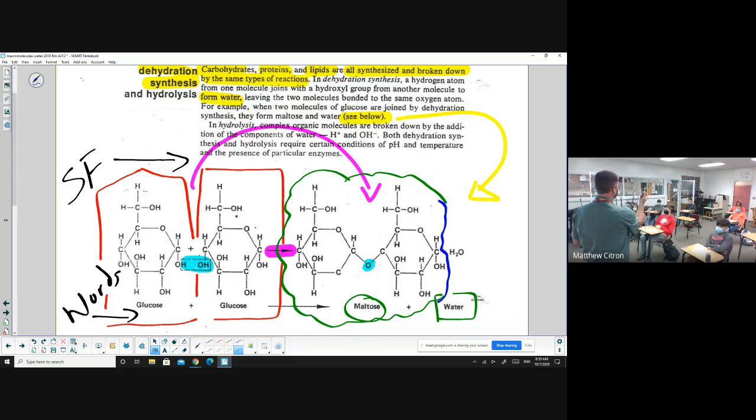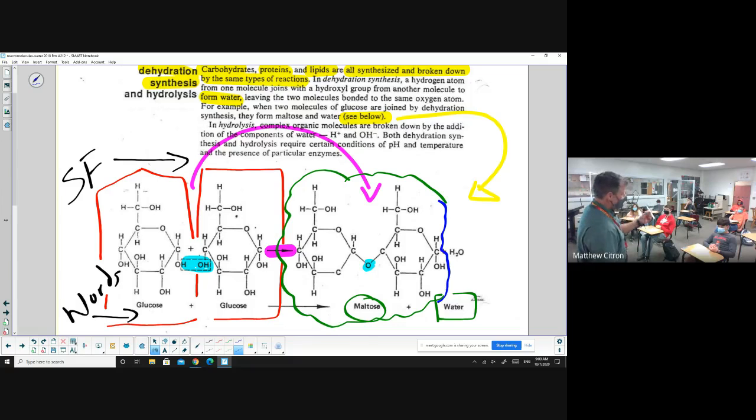But let's say that this is a monomer, and this is a monomer, and let's call these two glucose. In the presence of the right temperature, pH, and enzymes, when these two get together, they go through a chemical process known as dehydration synthesis. And then what gets removed? Water. Now I've made a disaccharide.